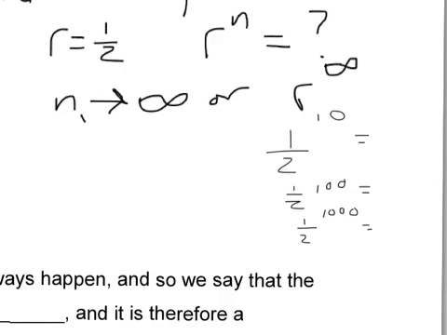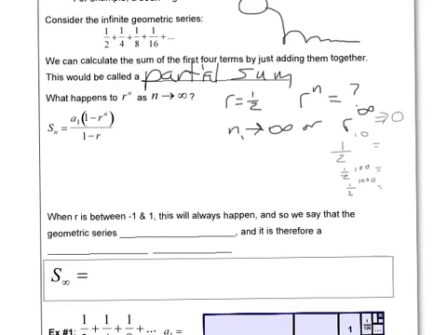So we could say as r to the infinity, that's going to approach 0. Okay. Or actually, we could say r to the infinity actually equals 0. As n approaches infinity, this is going to get closer and closer to 0. So r to the infinity, if we actually could raise it to the infinite power, it would equal 0.